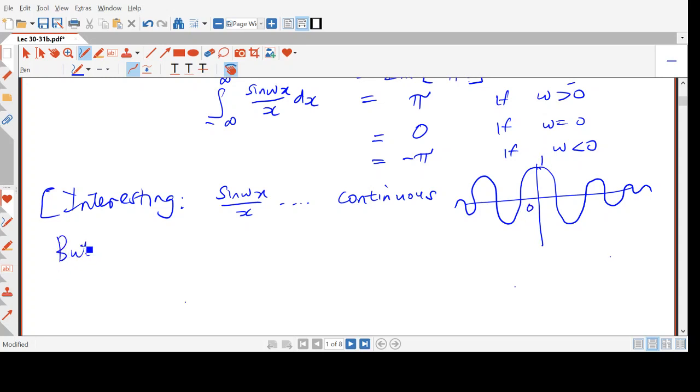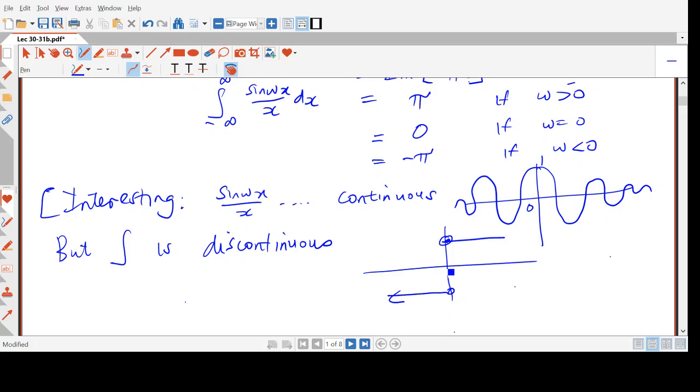But the integral is discontinuous. The integral is discontinuous, and in fact, the integral is either pi, minus pi or 0. So it has three possible values, and you can see this is a discontinuous function. So that's a very interesting fact about this particular problem at hand.